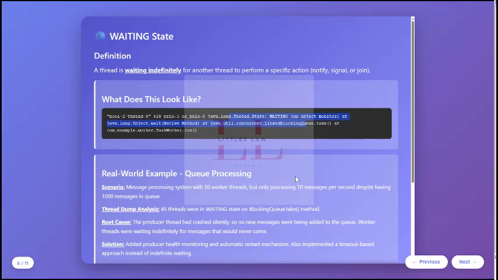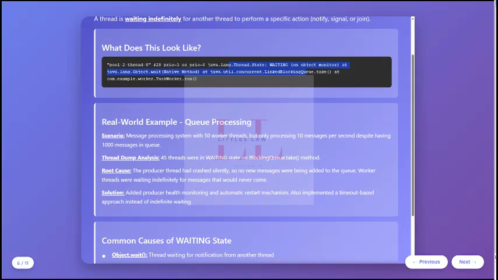Let me tell you a real example which I have worked on, that will show you why understanding the waiting state matters. We had a message processing system with 50 worker threads, but it was only processing 10 messages per second despite having 1000 messages sitting in the queue. Something was clearly very wrong. I did a thread dump analysis, and that revealed that 45 threads were in waiting state on the blocking queue.